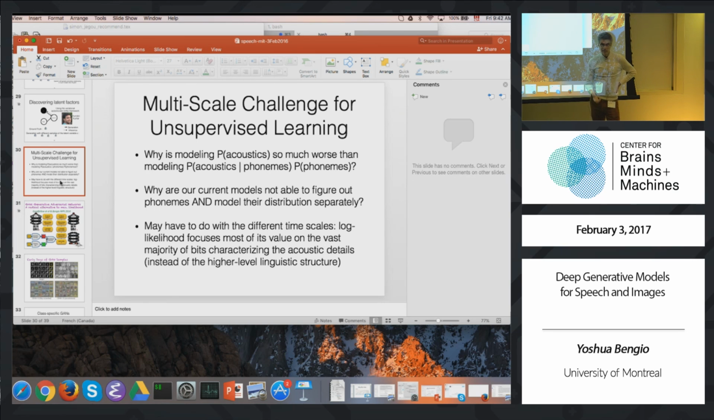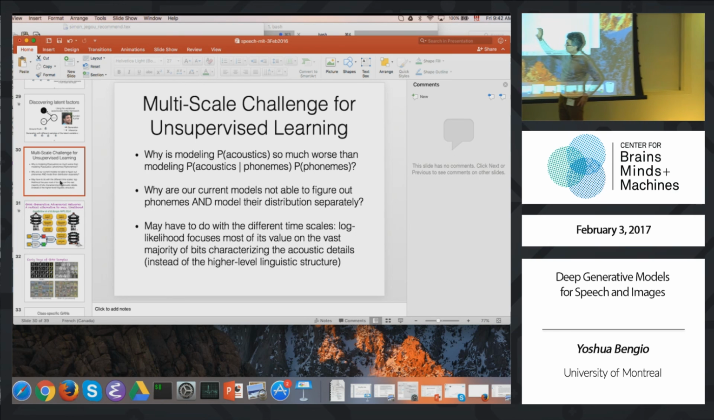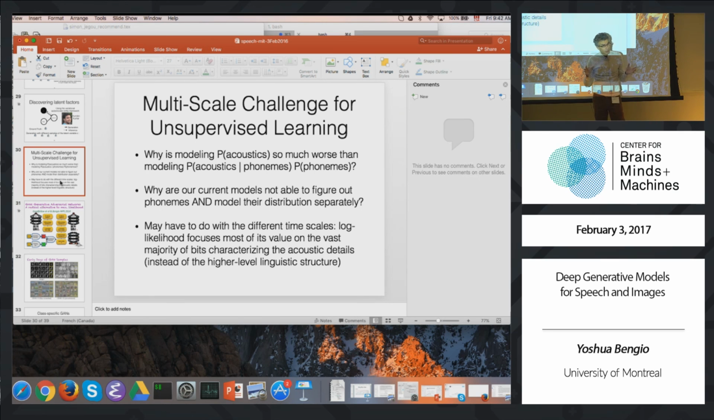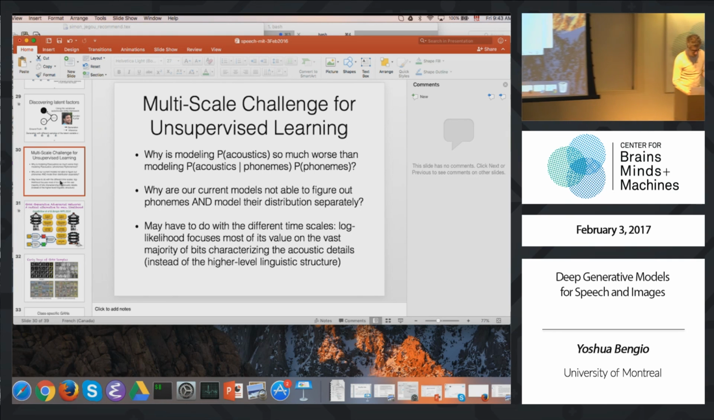Phonemes, or something equivalent to phonemes, are statistically salient. So something is wrong in the way we're training. It may be connected also to the multiple timescale issue. If you look at the log likelihood, it's paying for every bit of mistake that you're making at the lowest level. In the case of acoustics, you have tens of thousands of bits that you pay for the acoustic details compared to a few bits for the phonetic or linguistic level. So that higher level stuff is drowned in the total cost of getting all the details right. That's potentially one of the explanations.